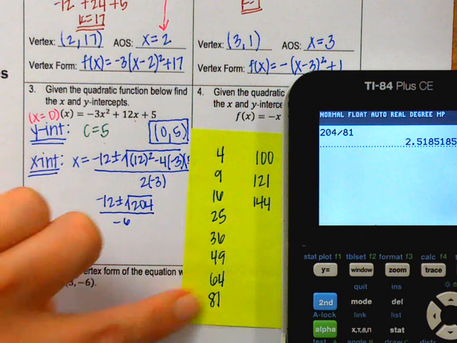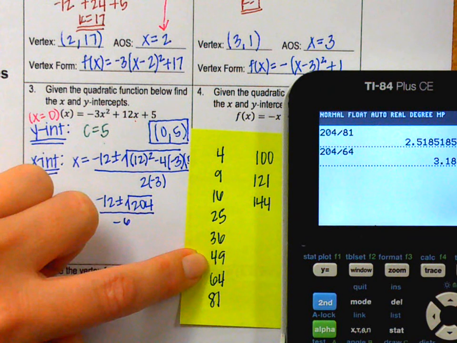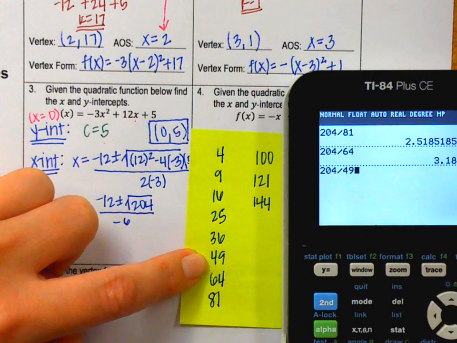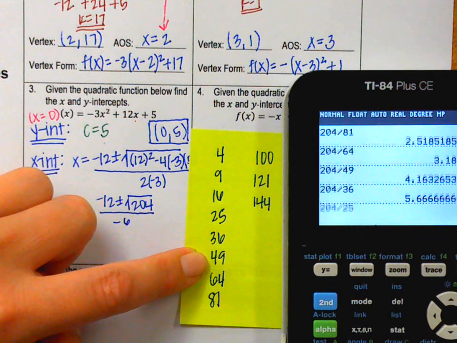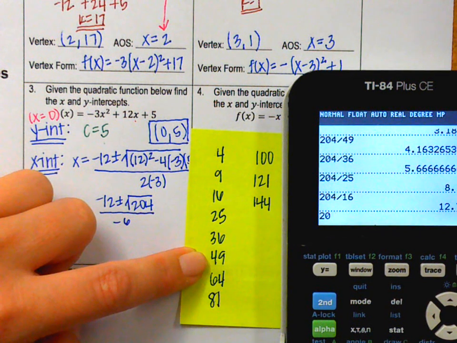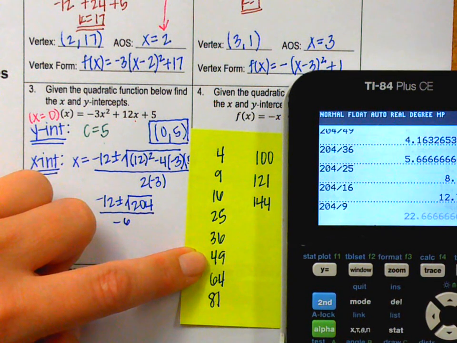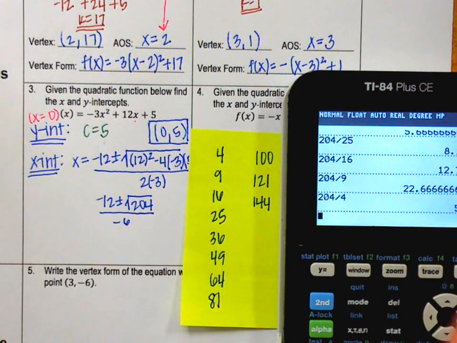So 81 doesn't go into it, so I'm going to move to 64. It doesn't go in. I'm going to move to 49, and I'm going to keep going until something goes in evenly. And I know this is a pain, because what ends up happening is it's going to be 4, and then it's 4 times 51.